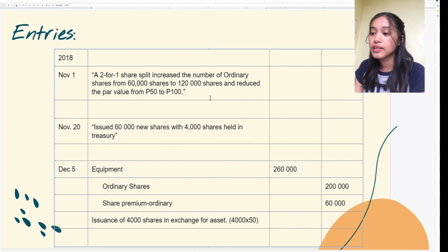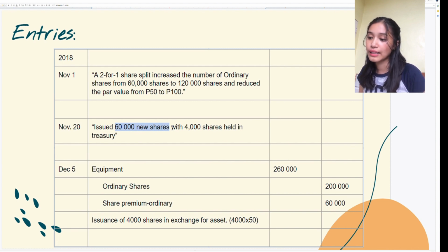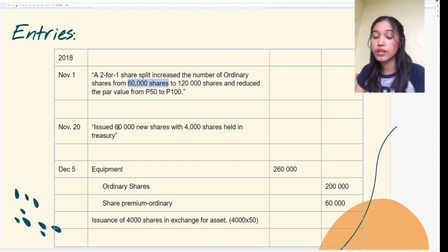As you can see, 60,000 shares is the overall issued shares of the corporation. This includes the outstanding shares plus the treasury shares. On November 20, the memo entry is: issued 60,000 new shares with 4,000 shares held in treasury. So we have 60,000 new shares since the other 60,000 shares were already issued before the share split.